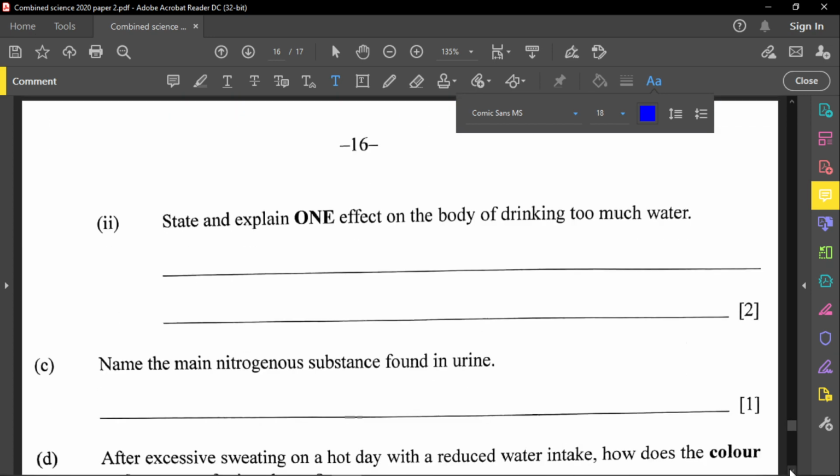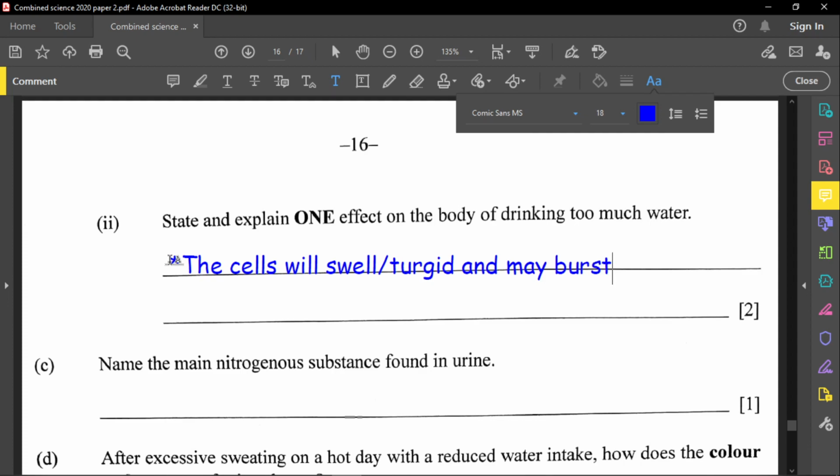It says state and explain one effect on the body of drinking too much water. This could be a number of different things. One of the things I want to talk about is that the cells swell or become turgid. So one effect here, the cells become swollen, or we can say extremely turgid. Some of the cells may even burst. So if there's too much water, the cells can burst.